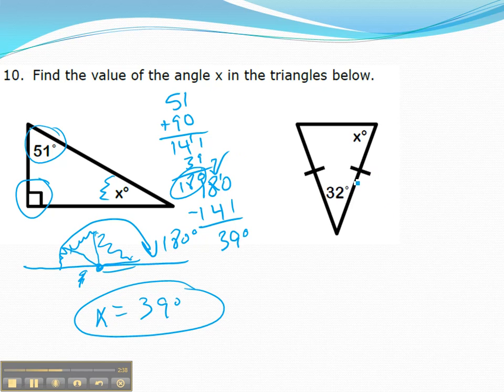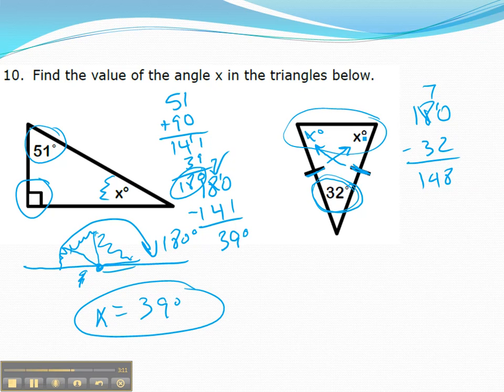Okay, this other triangle, looks like we only have one of the unknown angles, but really, if you remember that in isosceles triangles, the angles opposite the congruent sides are also congruent. So this angle x is equal to this other angle x. So first we need to subtract the 32 from 180. So we have 148 degrees between these two angles, but since these angles are equal, we can just divide by 2.